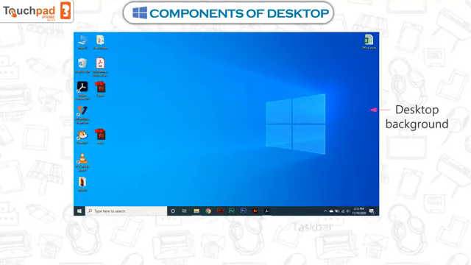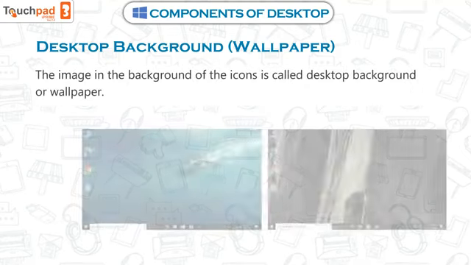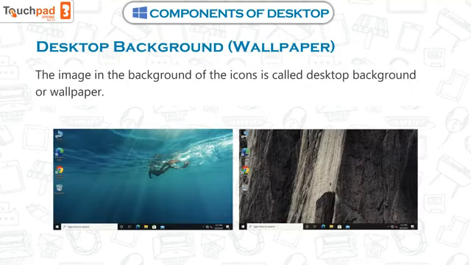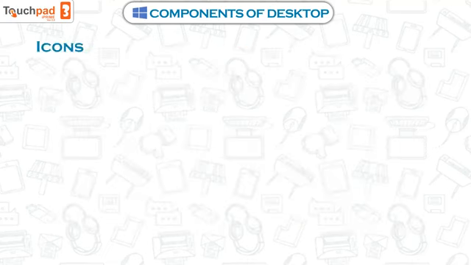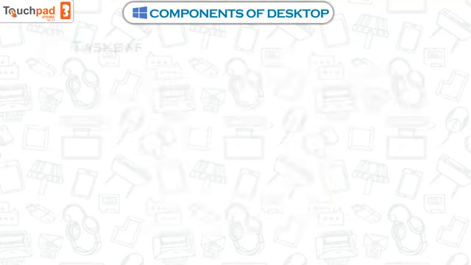Desktop background, taskbar, icons. Desktop background, wallpaper. The image in the background of the icons is called desktop background or wallpaper. Icons. Small graphical representations of various files, folders, programs or applications are known as icons. These icons help to quickly open the files, folders or programs by double-clicking on them.